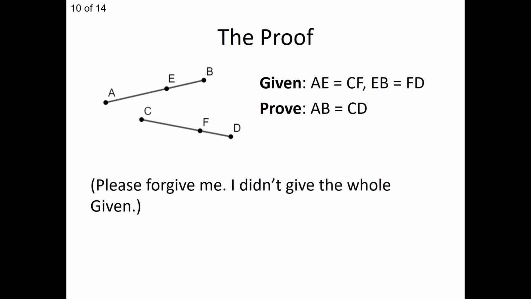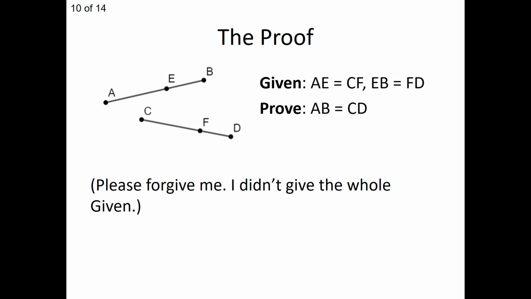I would recommend doing it in paragraph form. You can do it column-wise if you want to, but honestly, doing this one in paragraph form would make it a lot easier. So take a look at what we have here, right? We have two segments, AB and CD. Now, I didn't give the whole given. Technically, in the given, I would also say that point E is on the interior of segment AB, and point F is on the interior of segment CD.